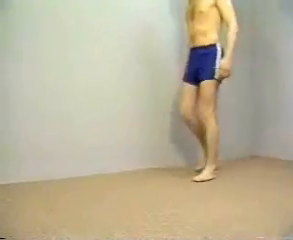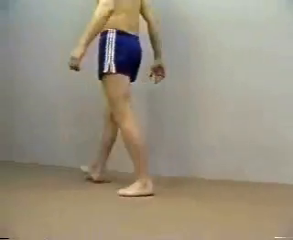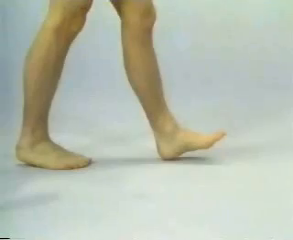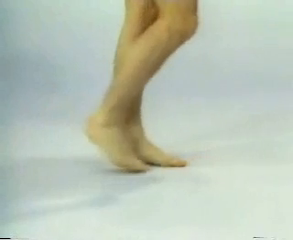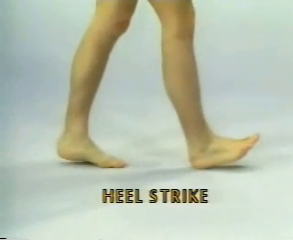Pain in any portion of the lower extremity that would be increased with walking would generally lead to an antalgic gait. Pain, weakness, and joint abnormalities are the main pathological conditions that give rise to abnormalities of gait. As with the discussion of normal gait, it is best to start at heel strike of the stance phase when analyzing an abnormal gait.